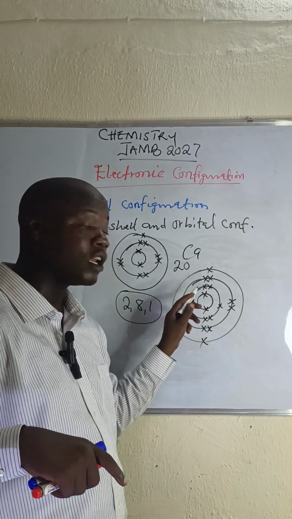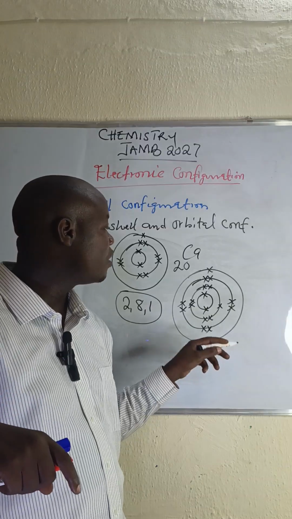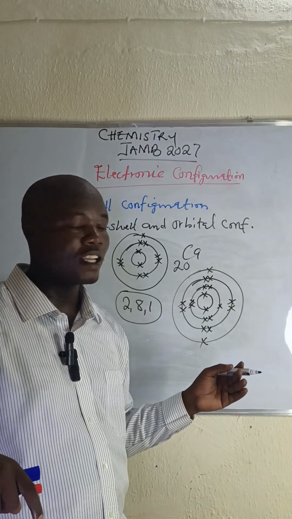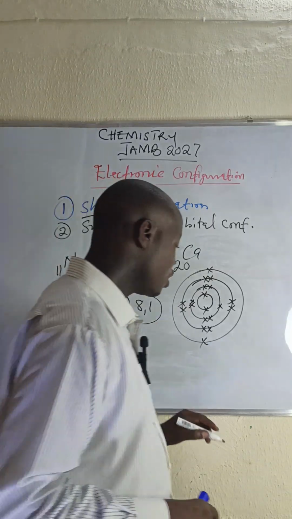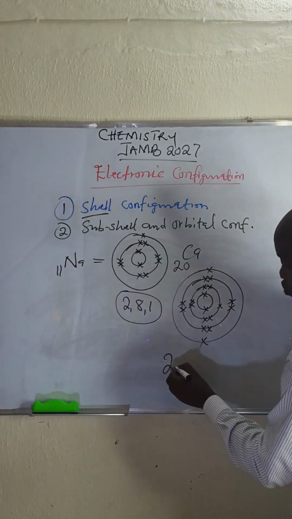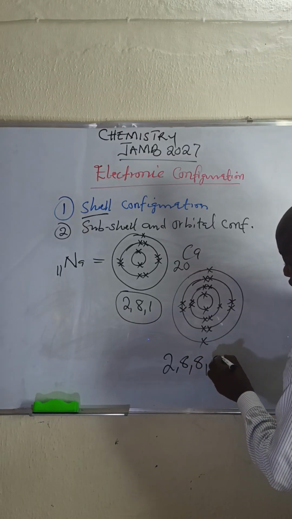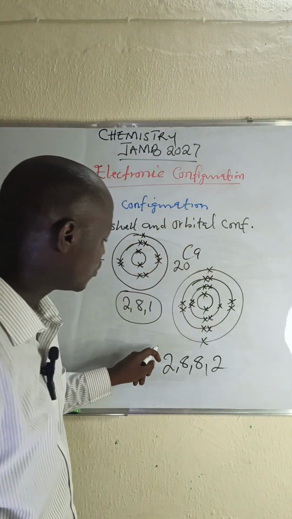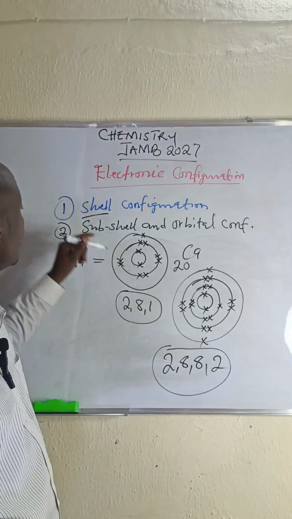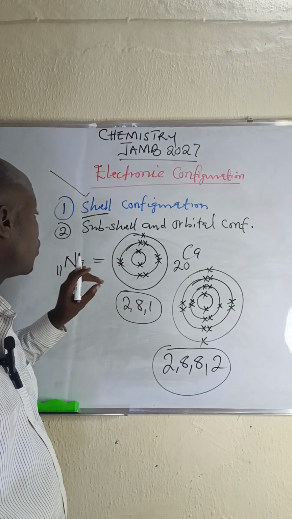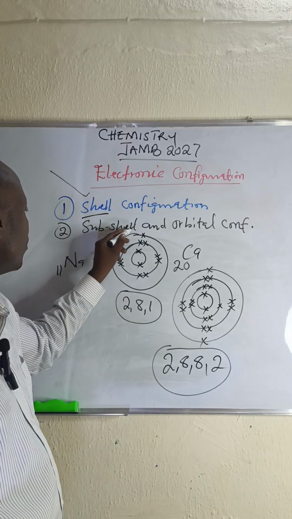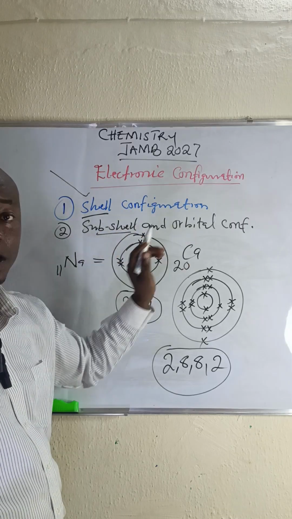So you have to draw another shell. It will also accommodate 8. If it's full, then you move to the next. So that is how to draw the electronic configuration of an element using shell configuration. So therefore here we have 2, 8, 8, 2. This is how to draw the electronic configuration of an element using shell configuration. In the next video, we are going to see the electronic configuration using subshell or orbitals configuration.